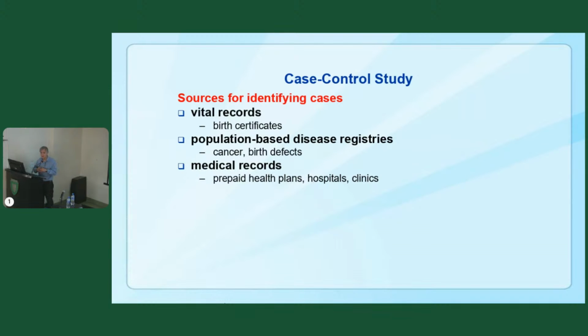For practical purposes, it's good, but why is a hospital control not a good thing? You want to make sure controls come from the original population where the cases come from. That check holds true for controls from the hospital for a case that came from the hospital. But you've got another problem.